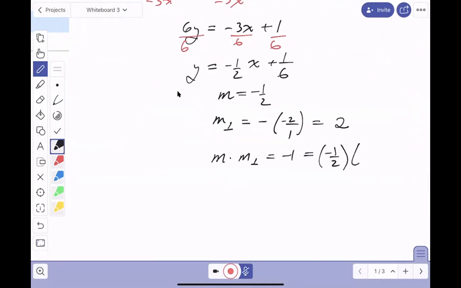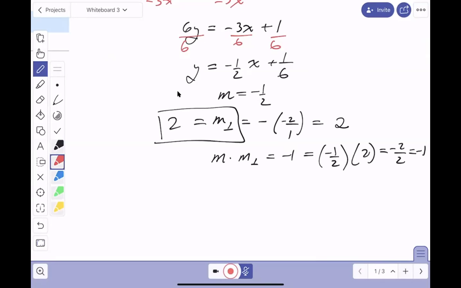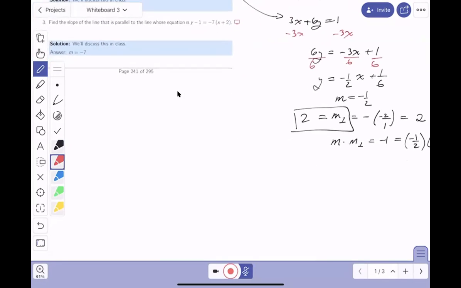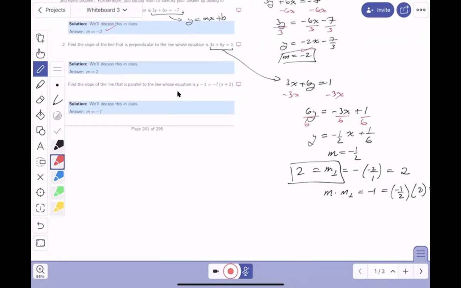What's m perpendicular? 2. If you multiply that out, what do you get? -2/2, which of course is -1. So I'm pretty convinced that this should be the answer listed in the answer key, unless, of course, they made some awful mistake. Let's take a look and see if we got it right. And this is number 2. What did they say? Yep, m perpendicular is 2.